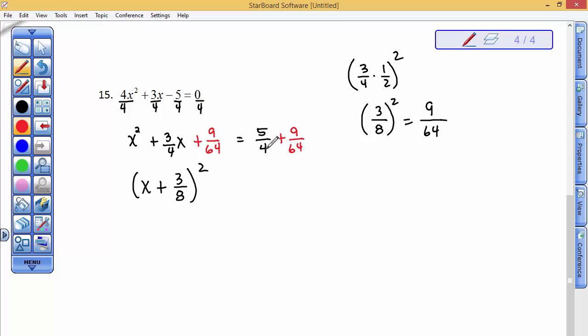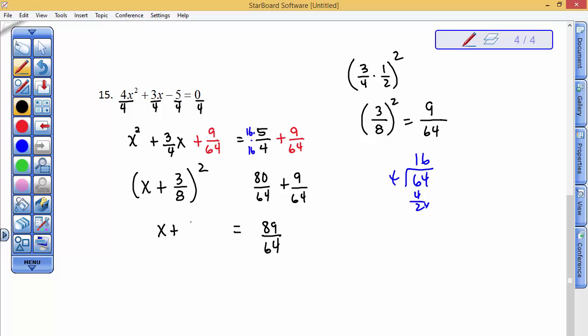So I've got to turn this 5/4 so that it has a common denominator with this 64. So I believe it's going to have to be multiplied by... why am I having trouble with that? 4 goes into 64 sixteen times. So this has got to be multiplied by 16, and the 5 has got to be multiplied by 16. So 16 times 5 will be 80/64. And then I'm going to add 9/64. So the right side of this equation will be 89/64.